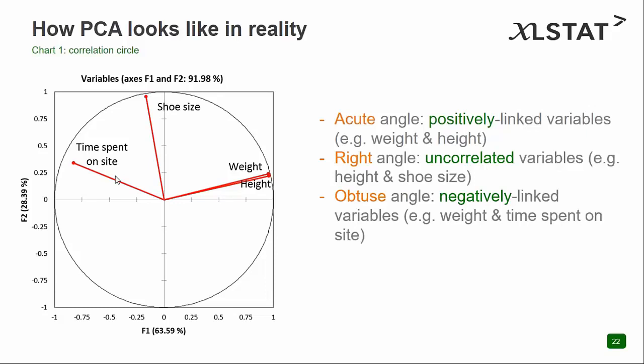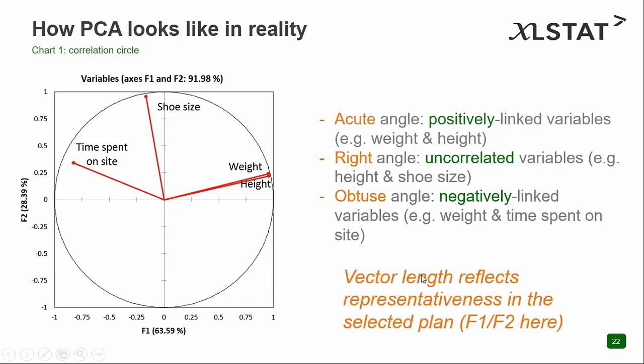Things are quite straightforward to interpret. As you can see, we are extracting a lot of information only from this chart on the relationships between variables. Now, some of you may ask, what's the meaning of vector length? Why are there variables that are shorter than the others?